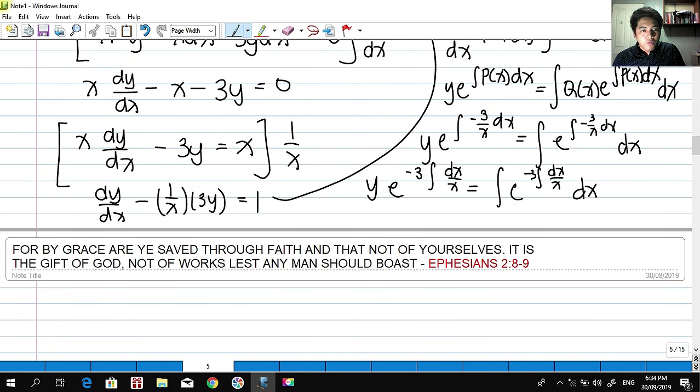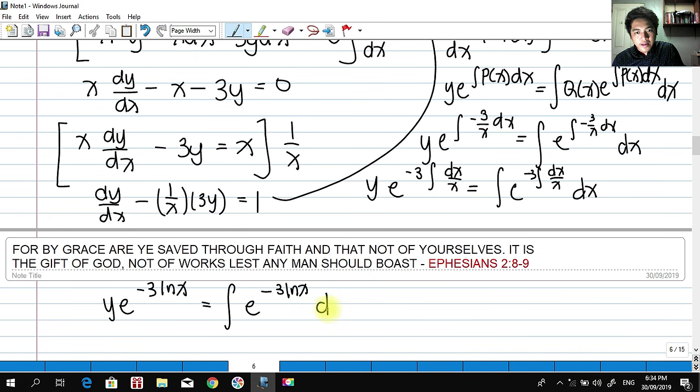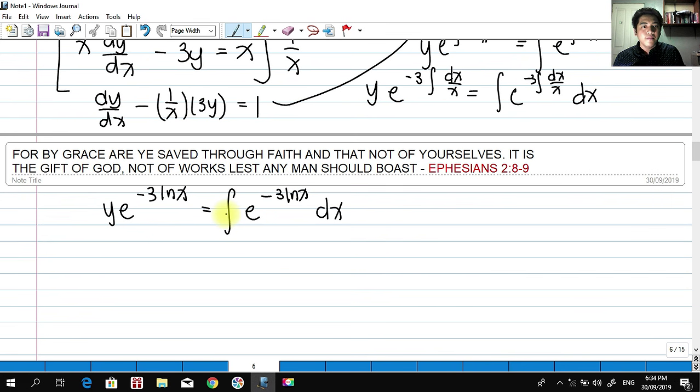We have y multiplied by e raised to negative 3 ln of x is now equal to the integral of e raised to negative 3 ln of x dx here. Okay? By properties of natural logarithm, we can rewrite this as y e raised to whatever constant is inside of the ln. We can make this the exponent of the inside function of the ln. So we have ln of x raised to negative 3.